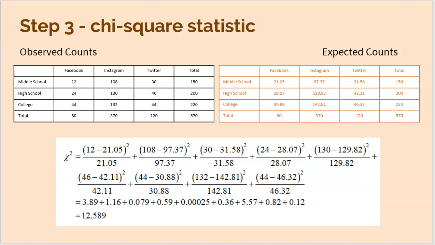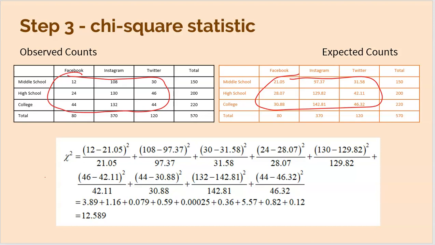So for every single one of these categories, again, you don't use the totals, right? We're just looking at the observed counts for each population and each social media preference. So we do have 9 of them. So this is a little bit time consuming, but for each one of these, we take the observed, for example, 12 middle schoolers that use Facebook, minus the expected, 21.05, square that value and divide it by the expected. So this does take some time. And unfortunately, that is one of the bad things here, but it's not really difficult work. You just got to take your time to do it.